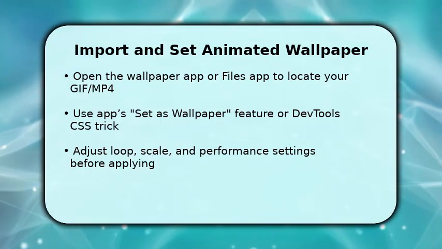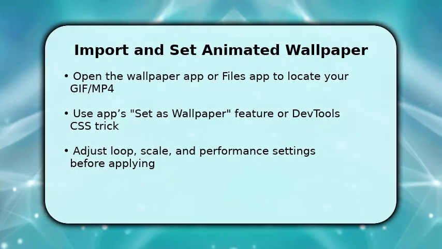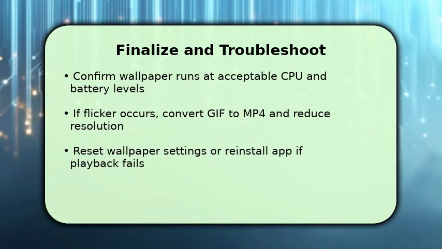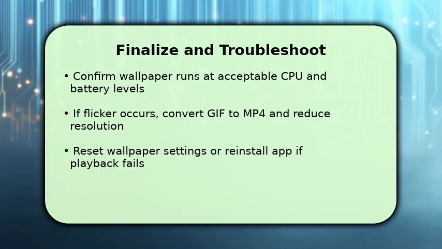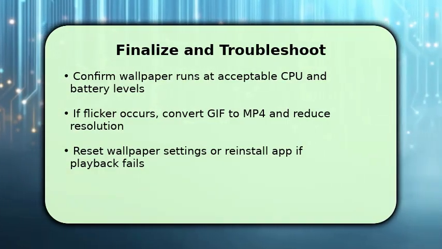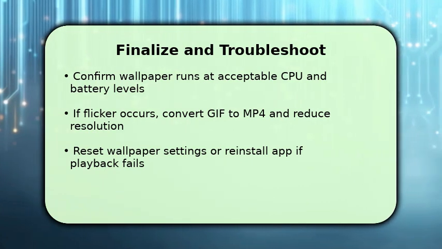Remember to test on both the shelf and lock screen if the app supports it. Finish by validating and troubleshooting. Observe CPU, battery, and smoothness for a few minutes. If playback stutters, convert the GIF to MP4 and lower resolution to reduce load.